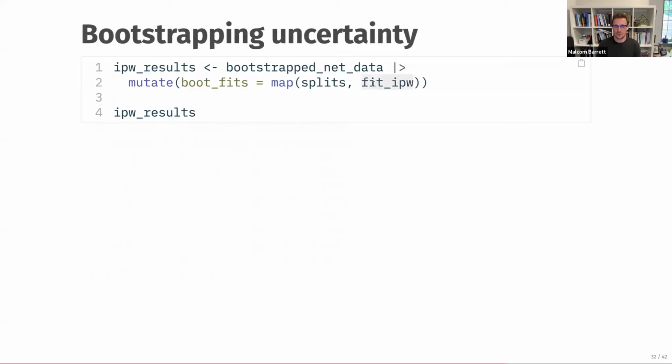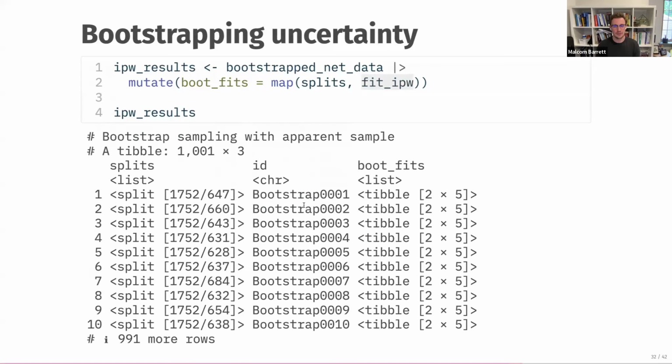And then we can apply this function to each of those bootstrap data sets. So this gives us something like this. So we have the splits. Those are the bootstrap samples. We have the ID. That's just an ID variable. But now we also have this boot fits object. So what I did was I mapped all of those bootstrap data sets to the fit IPW function in order to calculate that.